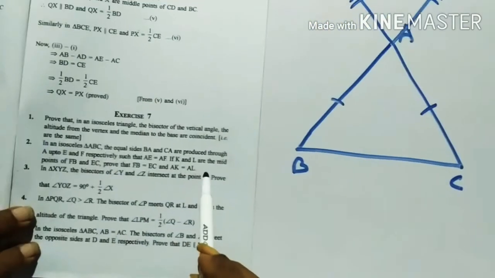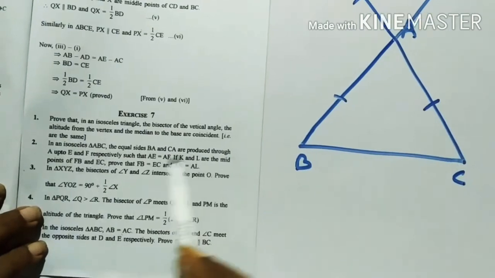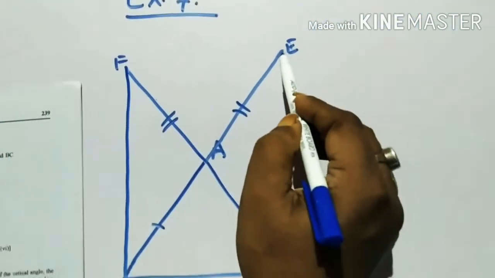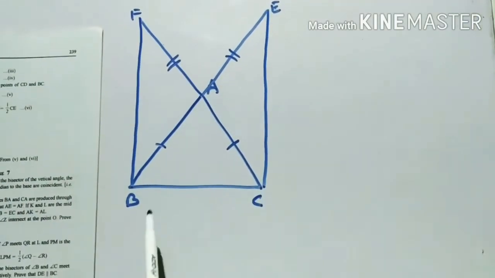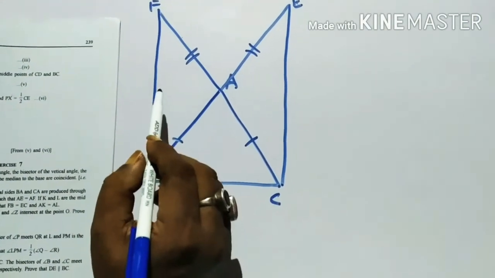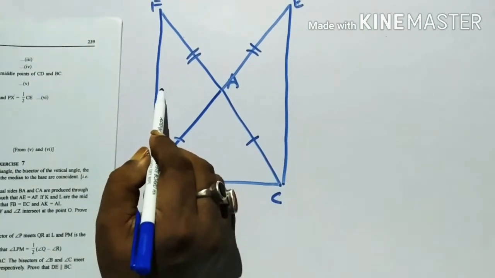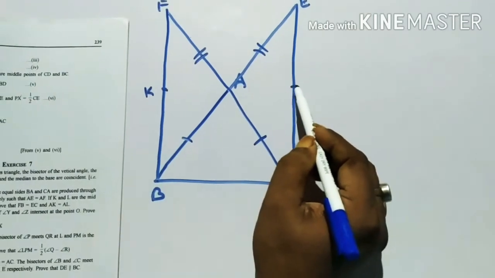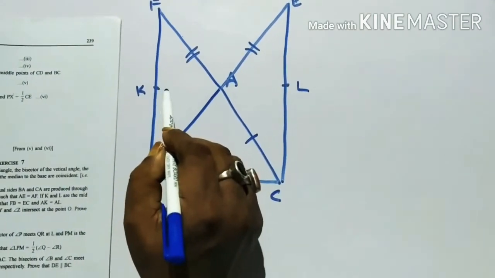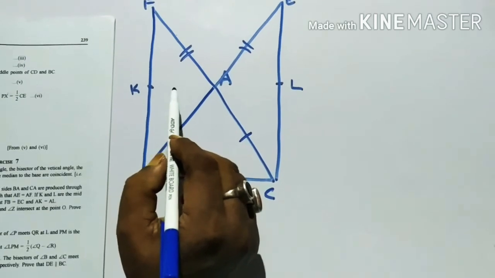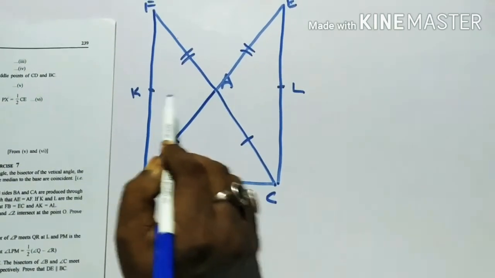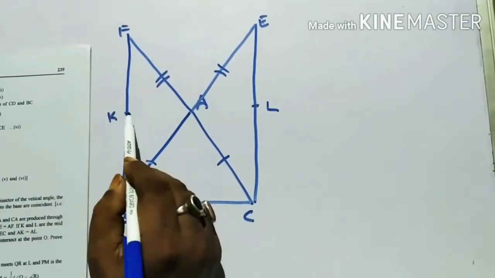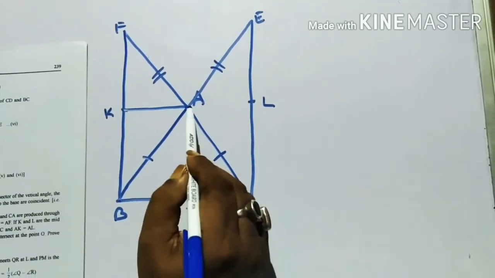If K and L are the midpoints of FB and EC, this K and this L are the midpoints. Prove that FB is equal to EC and AK is equal to AL.